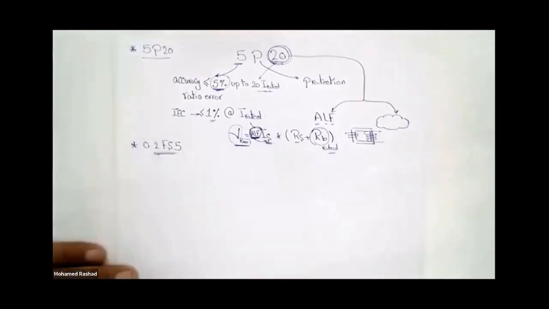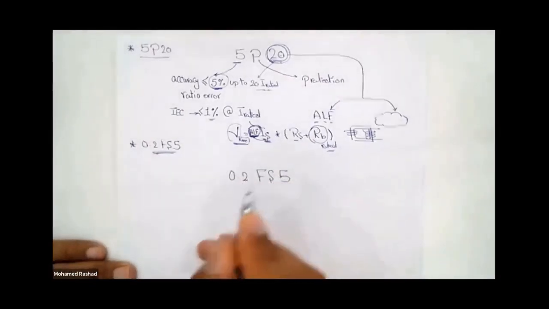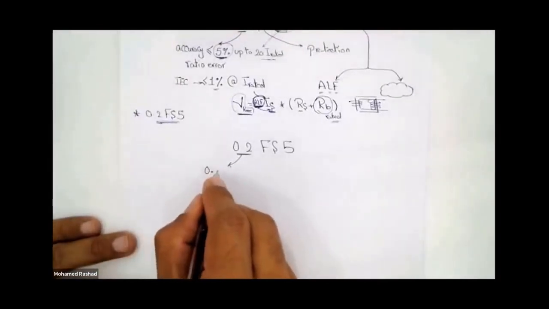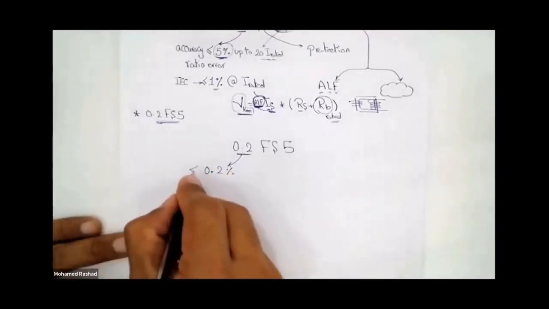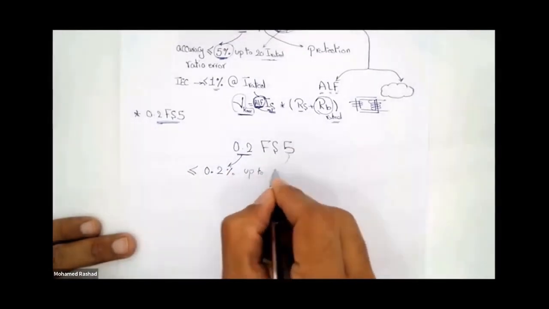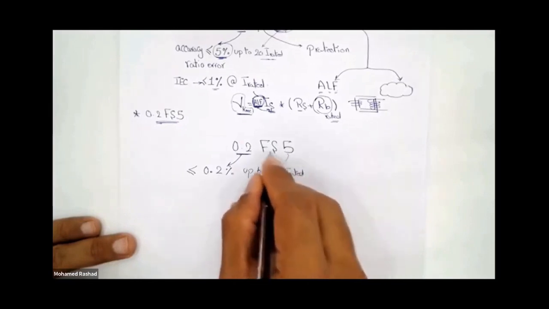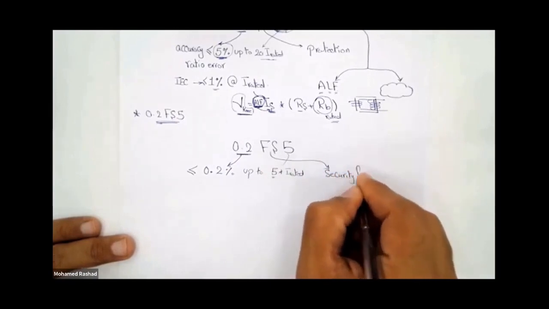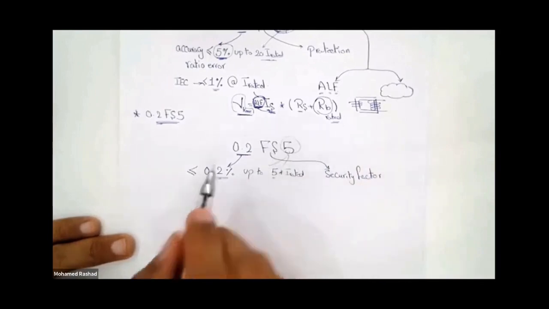And 0.2 FS5, the same applies if you take 0.2 FS5 here, engineer. 0.2 means that my accuracy there is 0.2%, meaning it does not exceed 0.2% up to what? Up to 5 times the current, exactly. And what is FS? This FS is called the security factor. Okay, great. And what is the 5? It's the exact same idea.